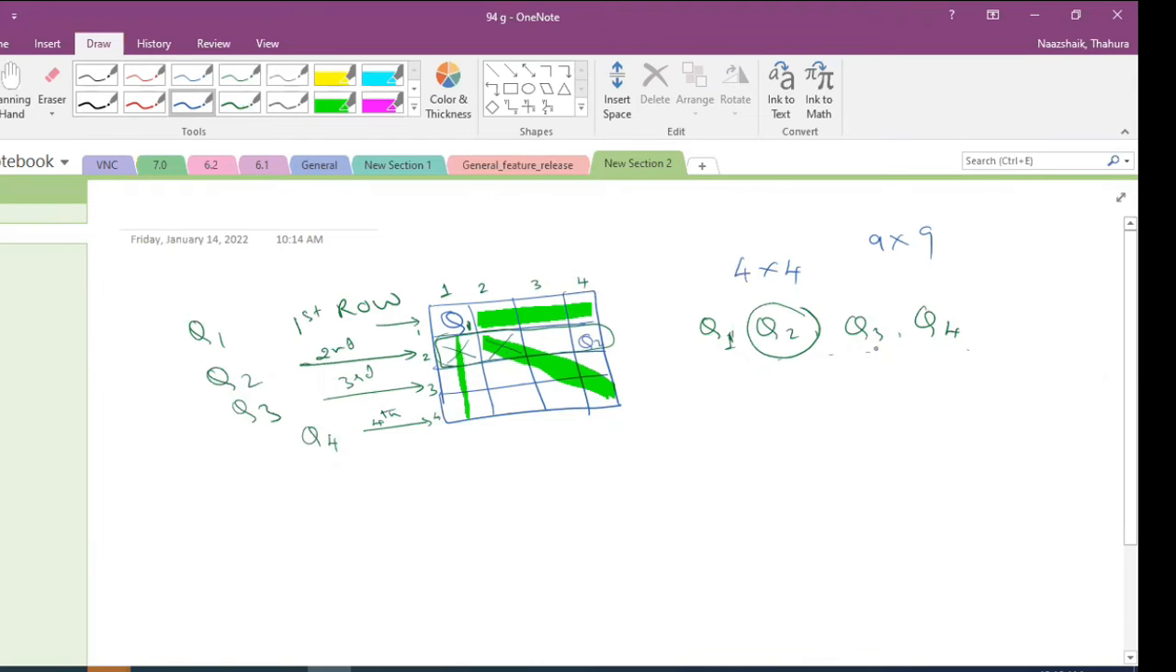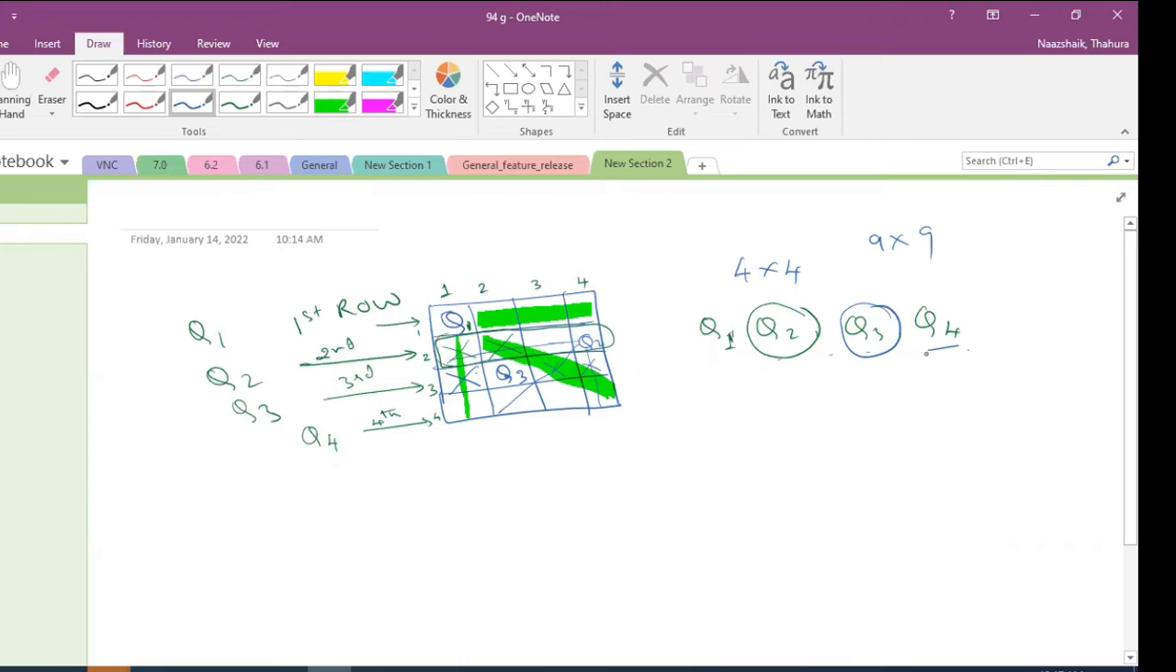Now, suppose I place here, then where can I place queen 3? Can I place queen 3 here? No, because it will get hit by this queen. Can I place it here? Yes, it's safe. This queen will hit here, this queen will hit here, this queen will hit here. So this is safe. Here also I cannot place, here also I cannot place. So this is the only option for me to place queen 3.